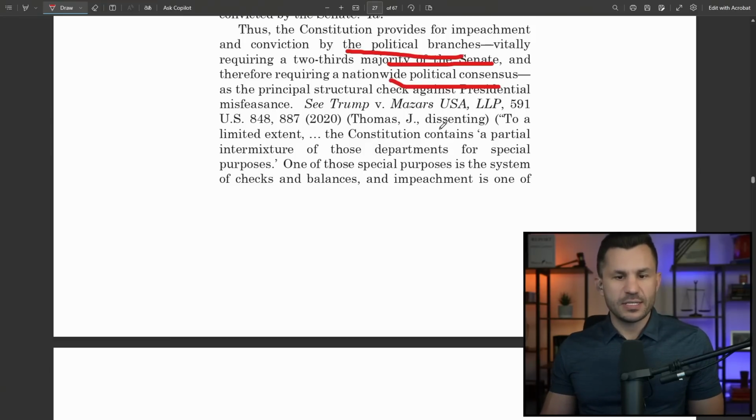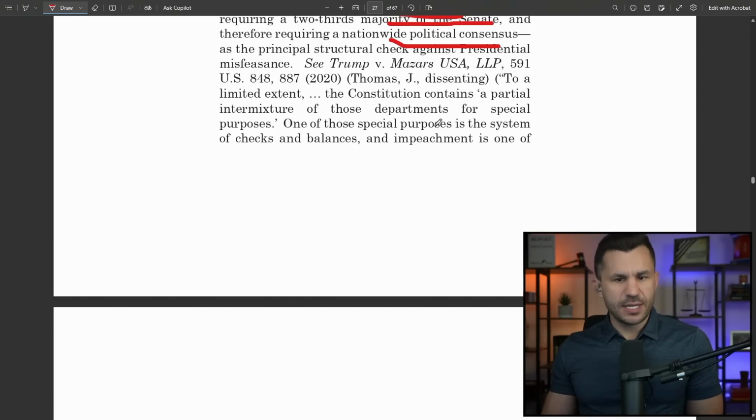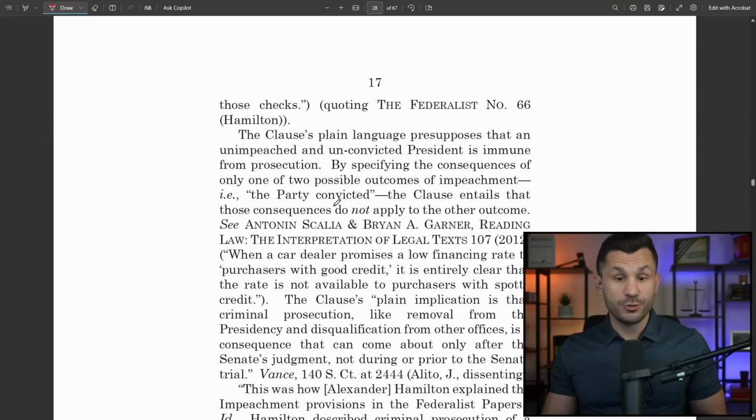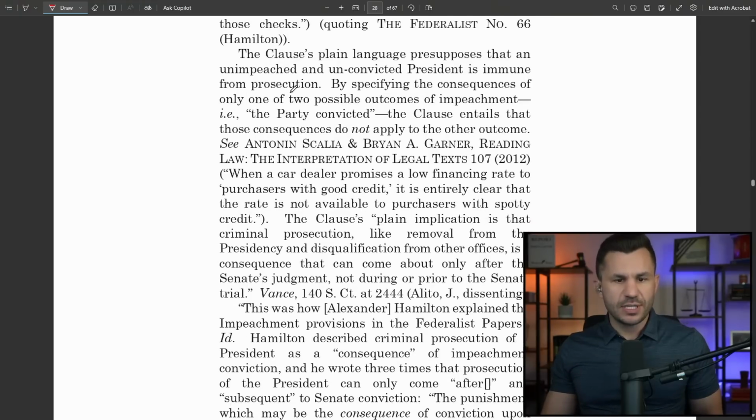Thomas wrote about this in a dissent. He said, to a limited extent, the Constitution contains a partial intermixture of those departments for special purposes. One of the special purposes is the system of checks and balances, and impeachment is one of those checks. And he quoted Hamilton in Federalist 66. So the Impeachment Judgment Clause is pretty clear. It presupposes that an unimpeached and an unconvicted president is nonetheless immune from prosecution.